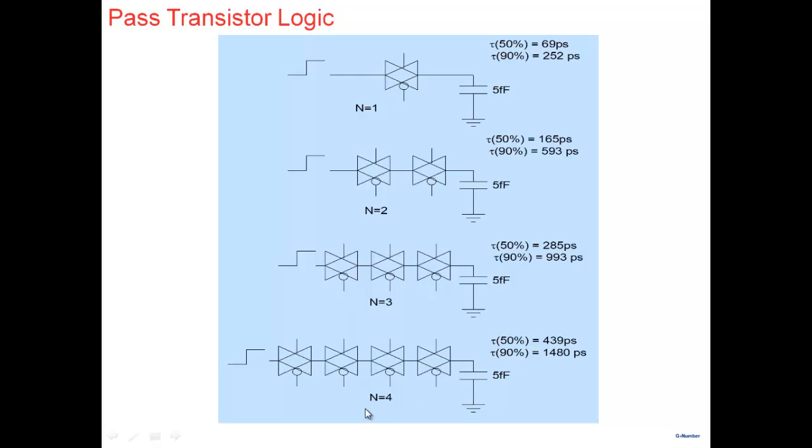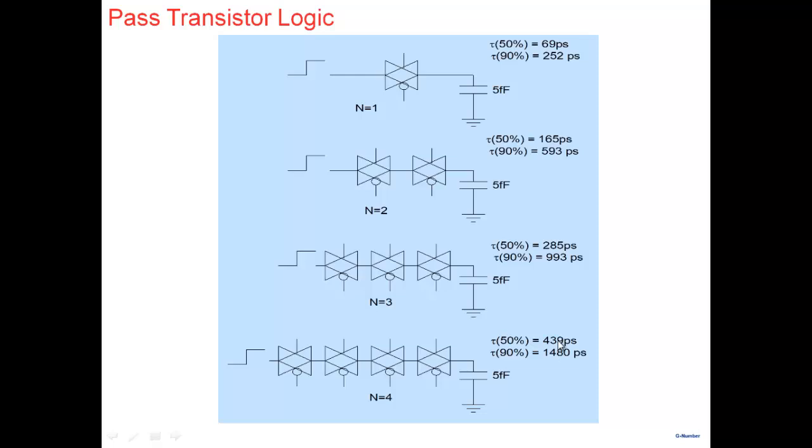And then, as you make more and more complicated logic, you'll have more and more pass transistors in series. Now just focus on the delay, any one of those delays here. Let's say the top part here. So one pass transistor, so let's say initially this is 0, and you apply a 0 to 1, and so the capacitor charges up through the resistance associated with the pass transistor, and you get a delay of 69 picosecond. You put 2 of them, you get a delay of 165. You put 3 of them, you get 285. You put 4 of them, you get 439.